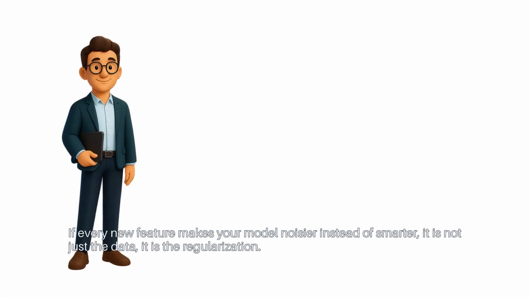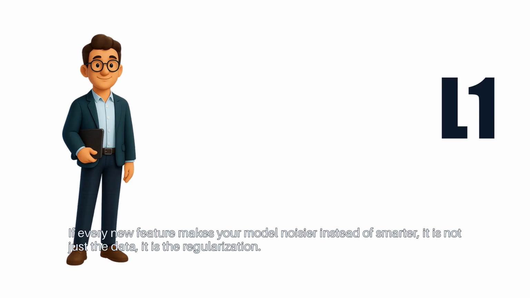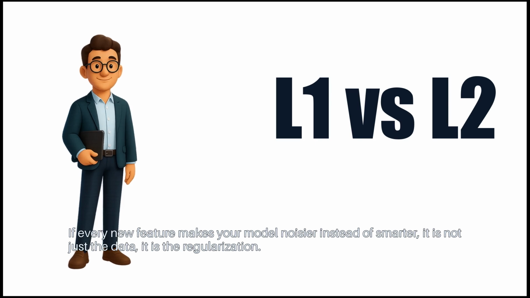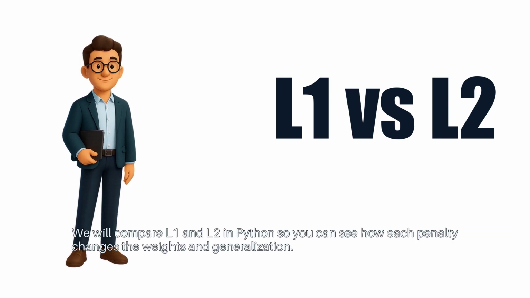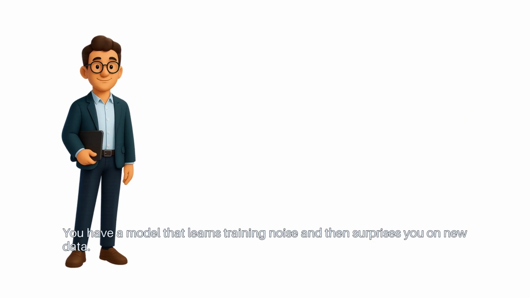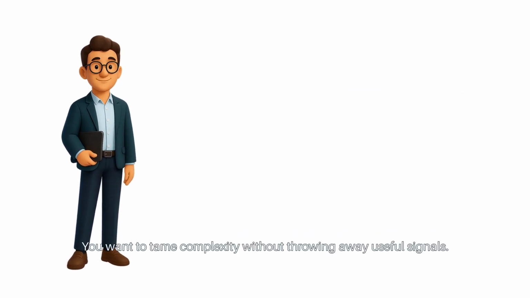If every new feature makes your model noisier instead of smarter, it is not just the data, it is the regularization. We will compare L1 and L2 in Python, so you can see how each penalty changes the weights and generalization. You have a model that learns training noise and then surprises you on new data. You want to tame complexity without throwing away useful signals.